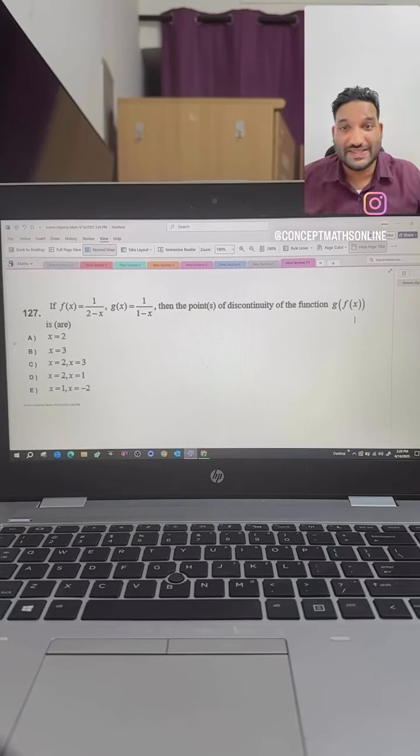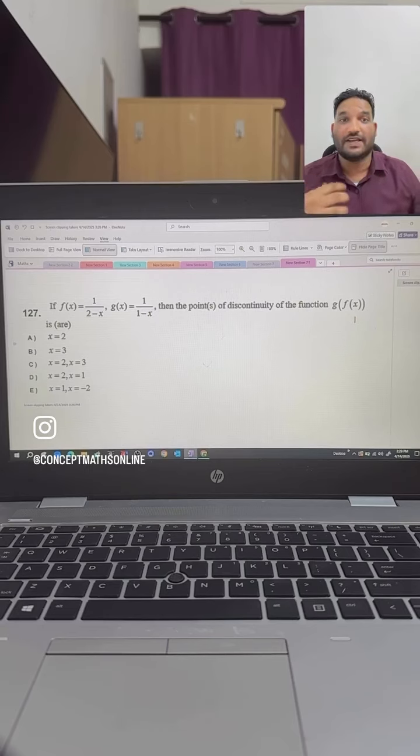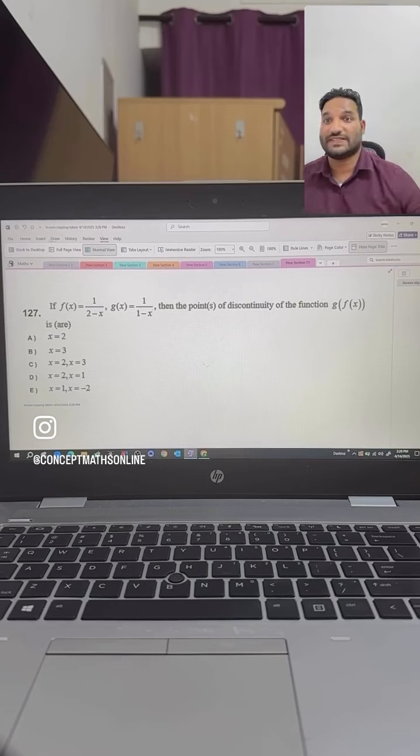Students, you may get the same type of question in the coming entrance examination. So please be careful. I will tell you the exact method. Okay, you can follow that. Here, the point of discontinuity of g of f of x is asked.